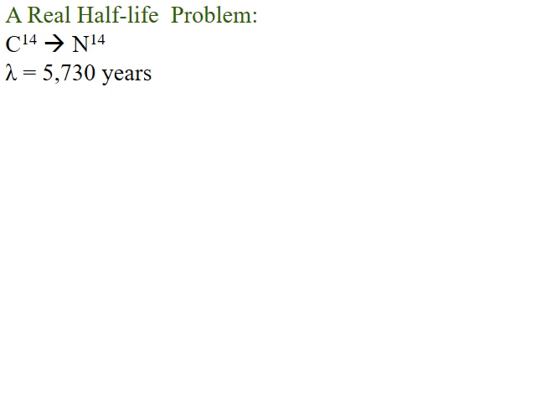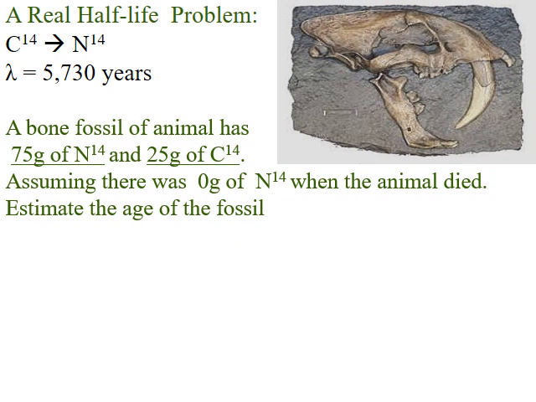All right, now let's try this for a real-life fossil problem and see how this whole process works. Carbon-14, I mentioned this in the beginning, has a half-life of 5,730 years. It decays to nitrogen-14. That's the more stable form. So carbon-14 is radioactive, nitrogen-14 is the more stable. And here's the problem. A bone of a fossil animal has 75 grams of nitrogen-14 and 25 grams of carbon-14. Assuming that there was 0 grams of nitrogen-14 when the animal initially died, estimate the age of the fossil.